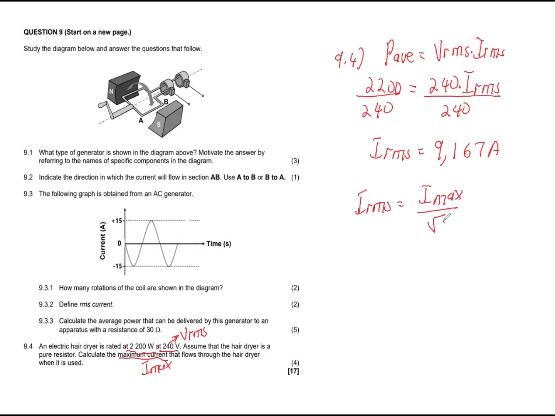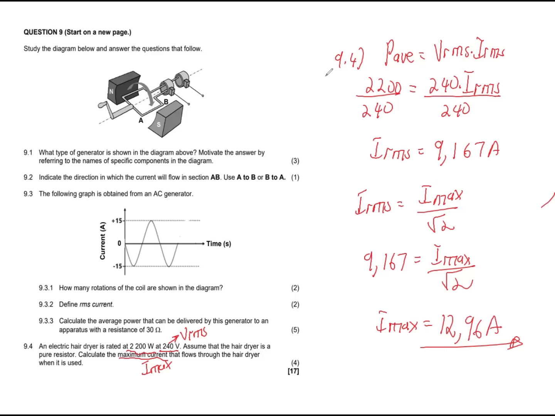And then let's use it to calculate the maximum now. IRMS equals Imax over root 2. So this is 9.167 equals Imax over root 2. So our Imax will now be what? 9.167 multiplied by root 2. This is going to give us 12.96 amperes. Voila. So this one was a bit longer, 17 marks, right? So 17 marks.